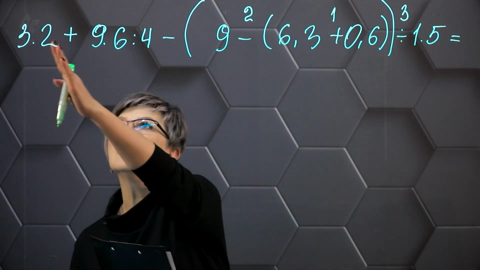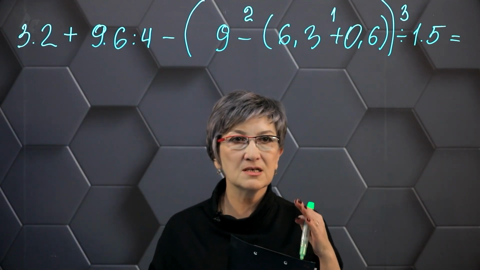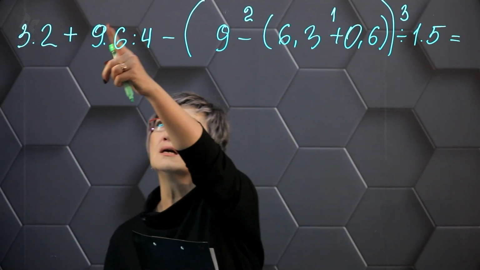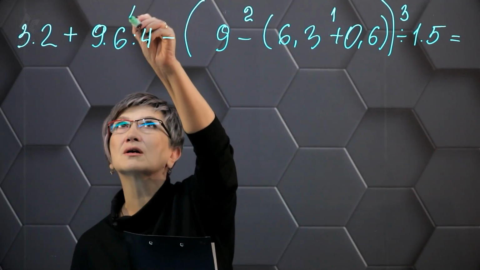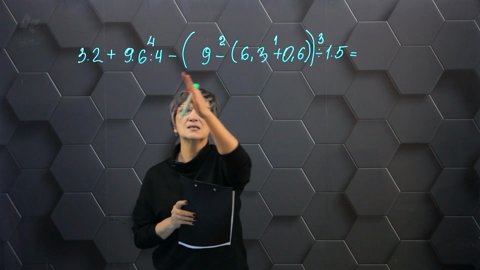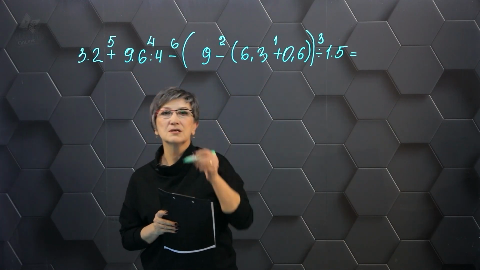And then let's go back to the beginning of our example and see if we have a multiplication or division action. We need to divide 9.6 by 4, so I write that down as the 4th action, and then we'll go on to the next ones in order. That would be the 5th and 6th.